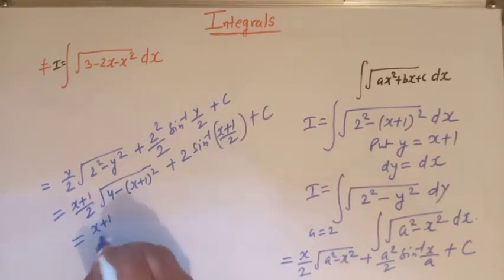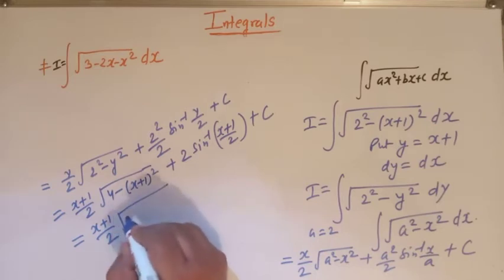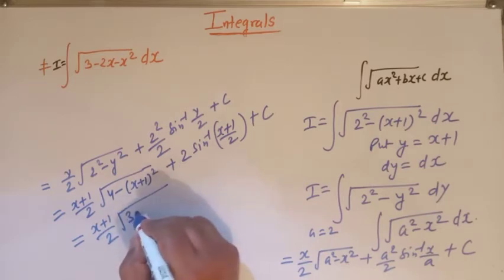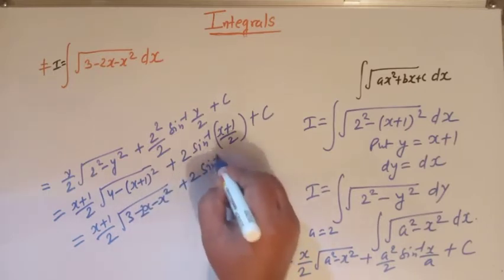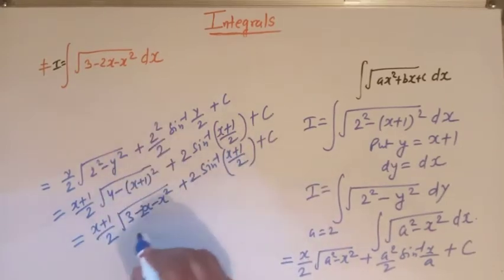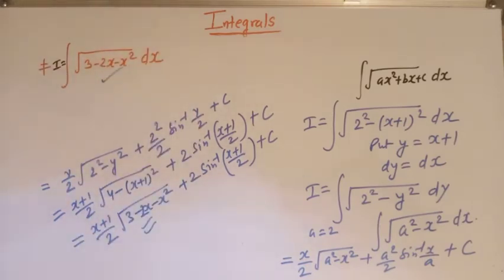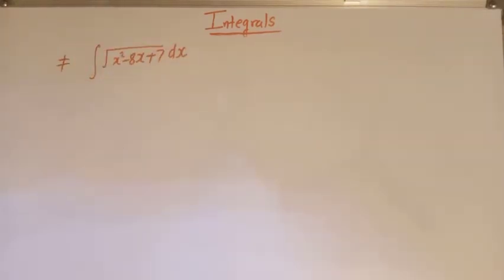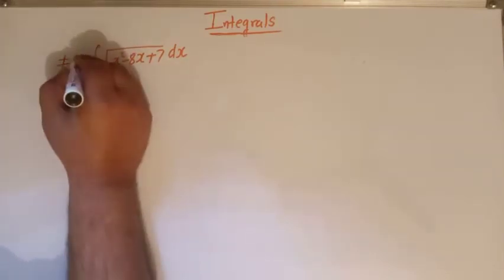Now this can be written as (x plus 1) over 2 times the square root of 3 minus 2x minus x square, plus 2 times sine inverse of (x plus 1) over 2 plus c. So this is the required integral of this function. Now let us solve this integral, and let us call this integral as I.